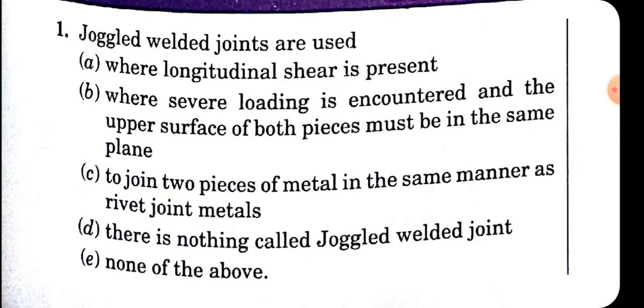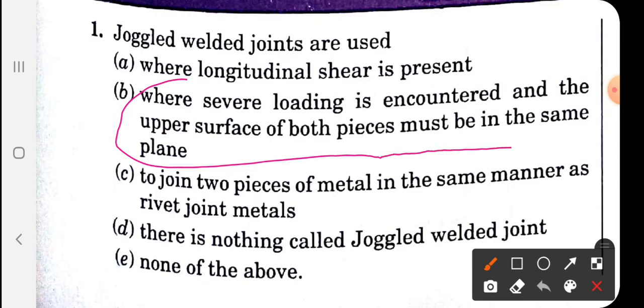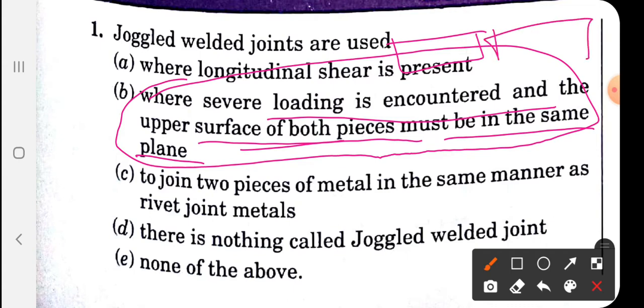Joggle welded joints are used where severe loading is encountered and the upper surfaces of both pieces must be in the same plane. So both pieces will be in the same plane. Then only can we call it a joggle welded joint.